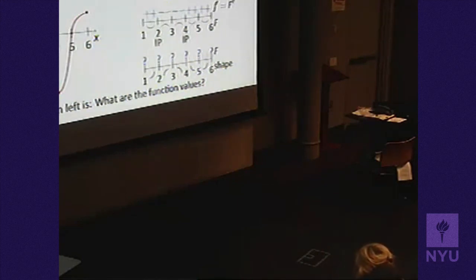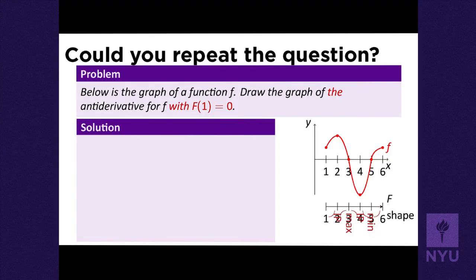To make it a little bit less ambiguous, let's fix one point. Let's say here's the graph of the function, and we'll draw the graph of the antiderivative with f of 1 equal to 0. Again, we're changing the problem to have a value of the function. Okay, so we still have the same information we derived before: the shape, inflection, max, inflection, min, and so on.